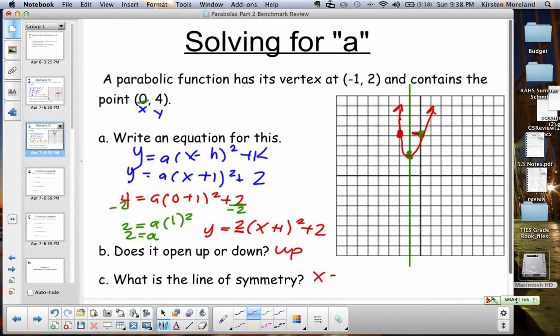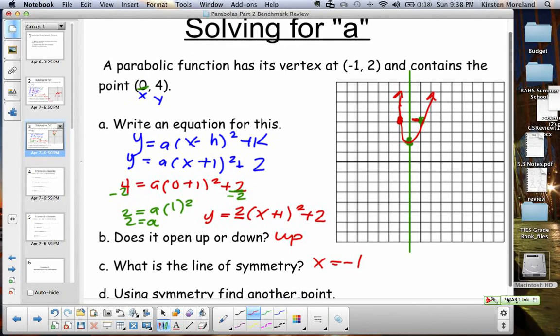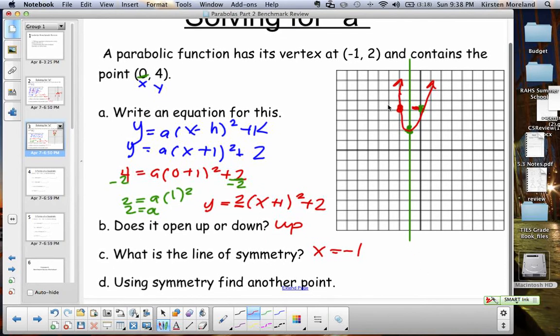The line of symmetry is at x = -1. I've already drawn that in. It just goes through the vertex. And to find another point, that's this red point right here. I reflected it across the axis of symmetry. So that's now the point (-2, 4).